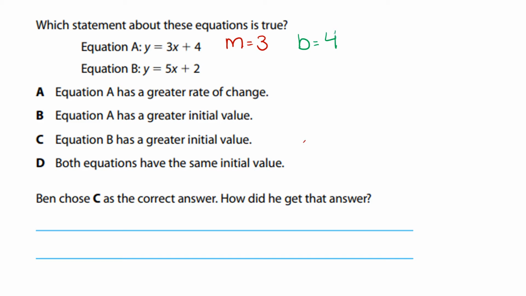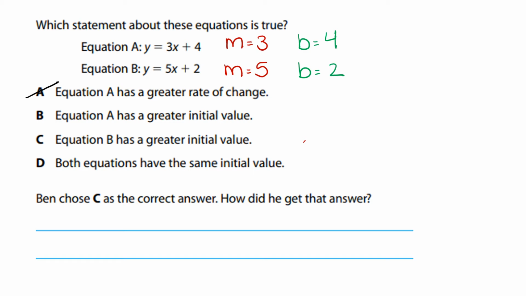For equation B, our rate of change is our mx value that goes together, that's 5. And our initial value is the plus b at the end, which is 2. So looking at our answer choices, it says equation A has a greater rate of change. That is not true. 3 is not greater than 5.